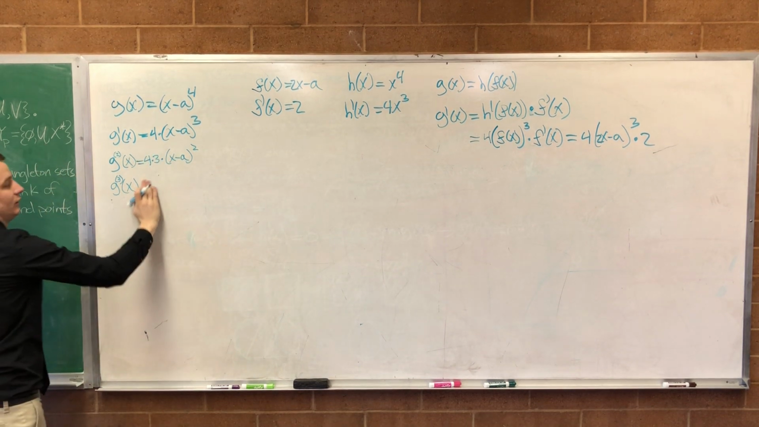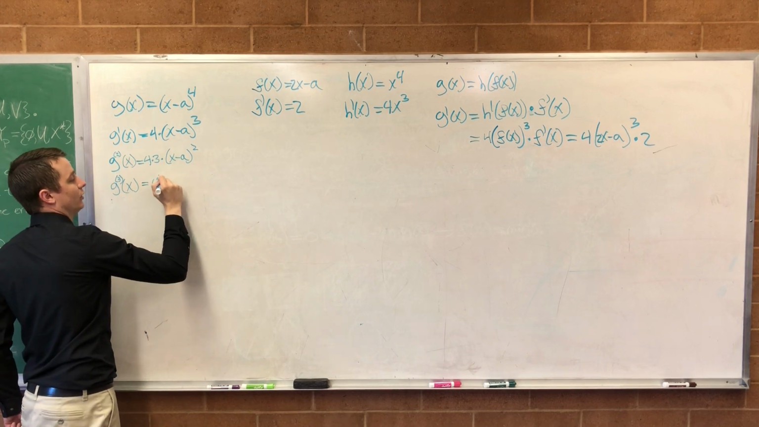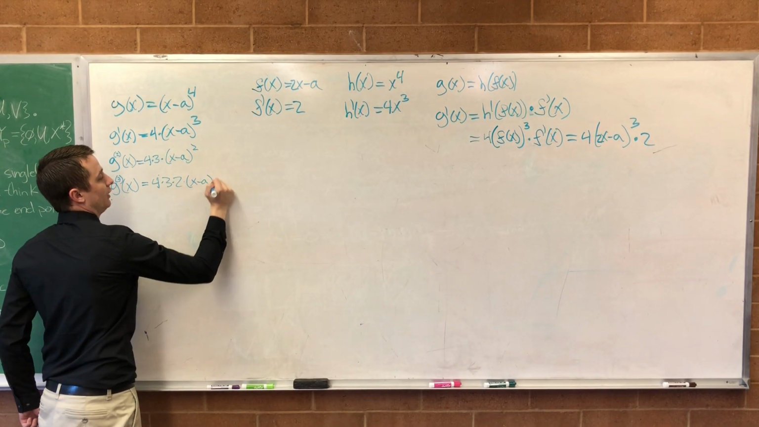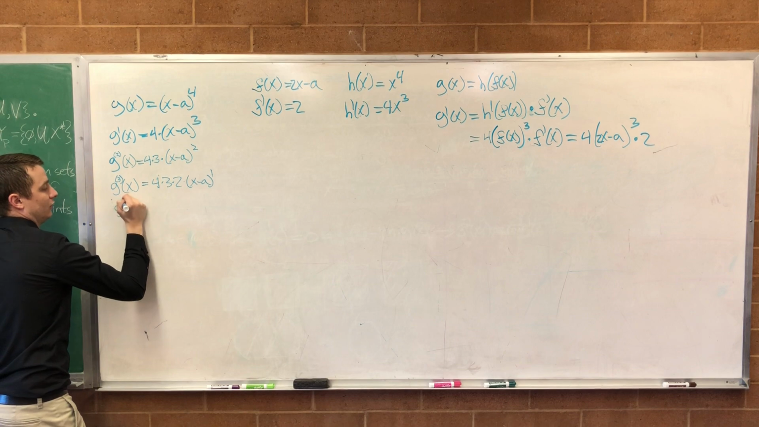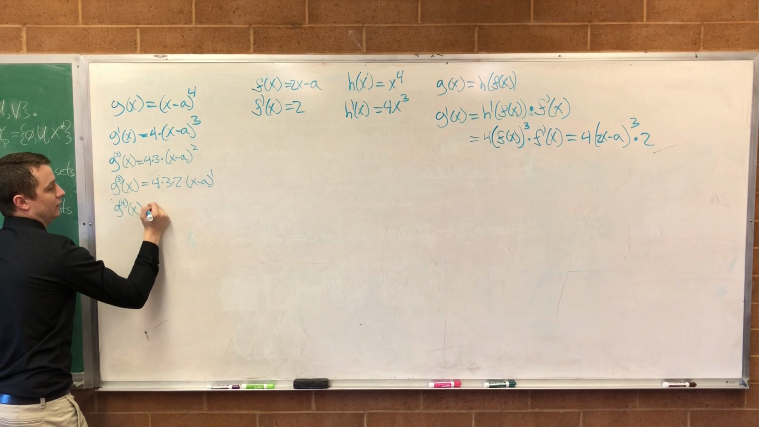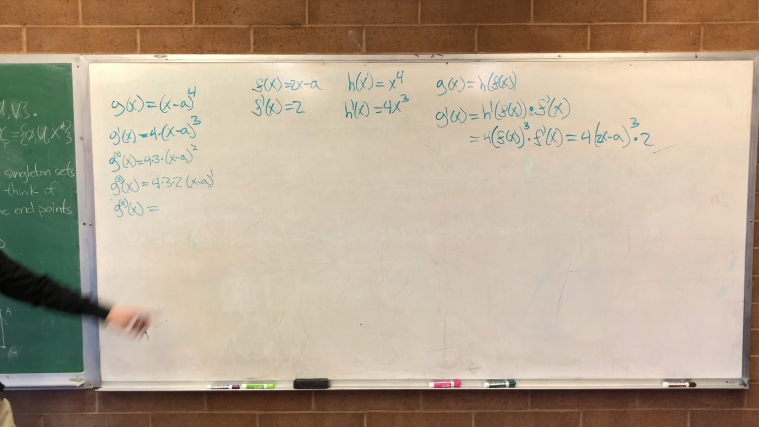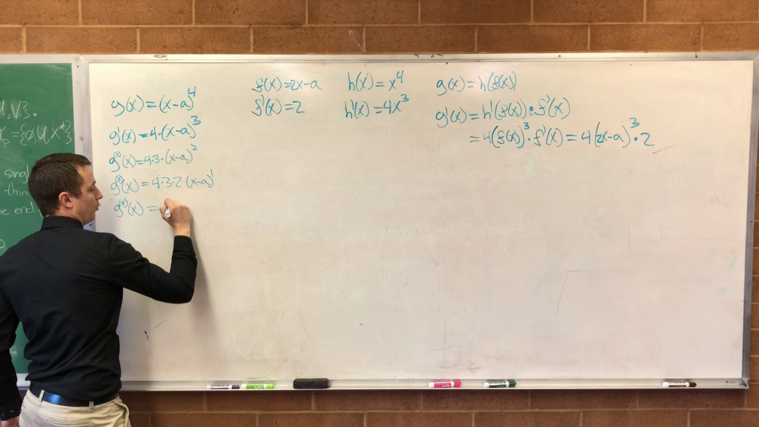Oh, okay. So this one is 4 times 3 times 2 times x minus a to the 1, right? Mm-hmm. And now the fourth derivative is equal to 4 times 3 times 2 times 1, because we're going to do it to the 0. The 0 just makes that whole thing 1. Or in other words, 4 factorial.